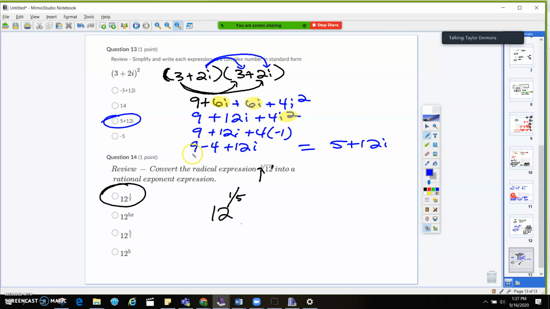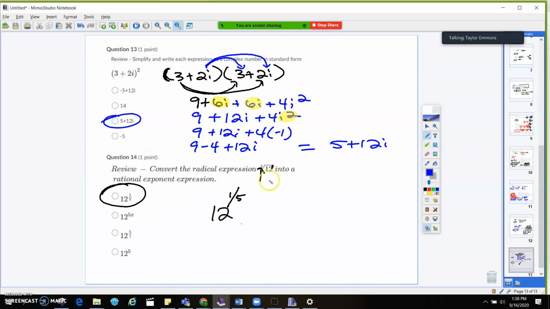Again, still checking your work on this one. You're going to multiply out. So you're going to distribute. Okay, and then you're going to combine like terms. You've got i squared is negative 1. So you'd get 5 plus 12i.